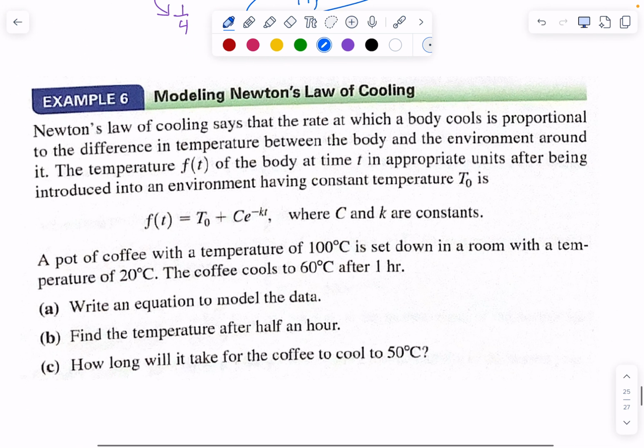Yay! Okay, example 6. Newton's law of cooling. I was just telling Layla about this this morning. We were talking about how things put in a different environment will absorb the temperature around it, so it will become the ambient temperature.